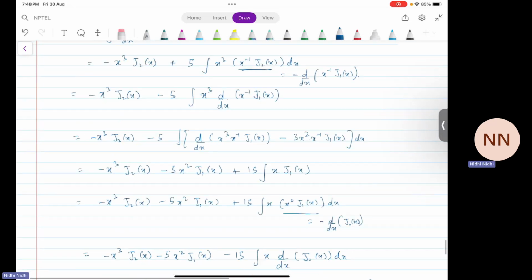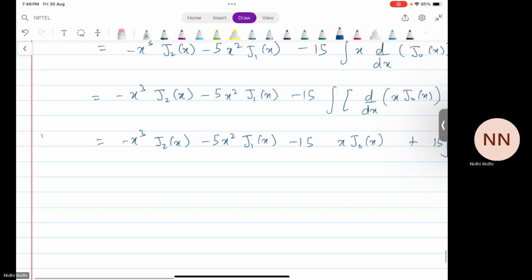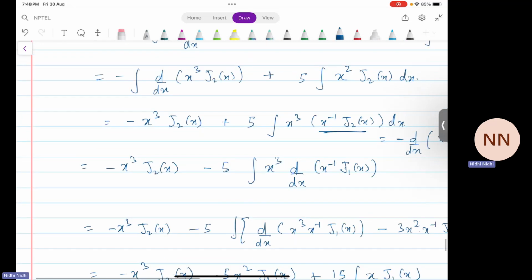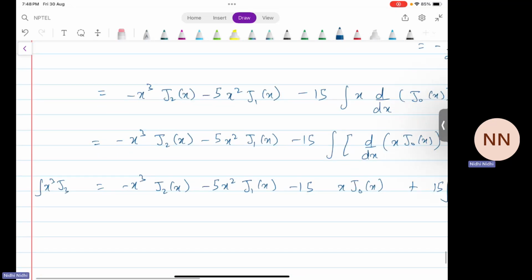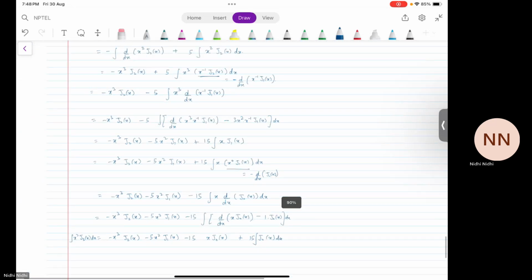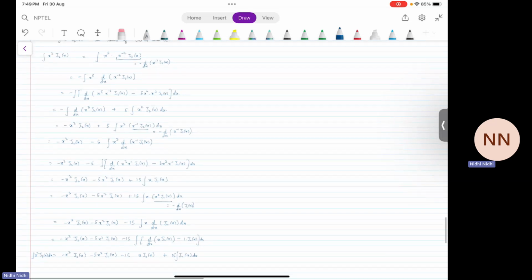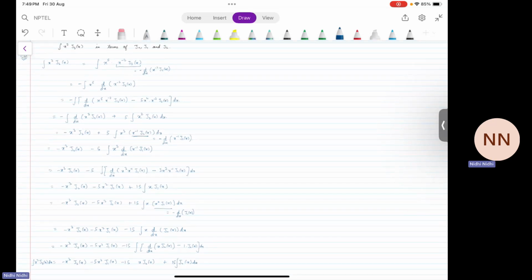And what was on the left hand side? Integral x cubed J3x. I hope this solution was fine with everyone. We have mainly used the recursive formula for the Bessel's function repeatedly. If you have any doubt, please let me know. I'm waiting.